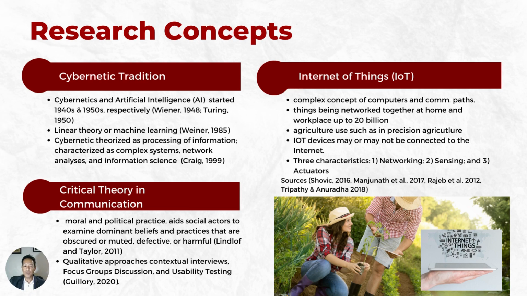There are three characteristics. One is networking, for example, connected to the internet or connected in a LAN office. The second one is sensing. These are tools that are used to sense the environment, for example, sensing temperatures. And the third characteristic is actuators. This refers to the IoT tools that are utilized for a specific function, for example, turning on the lights.